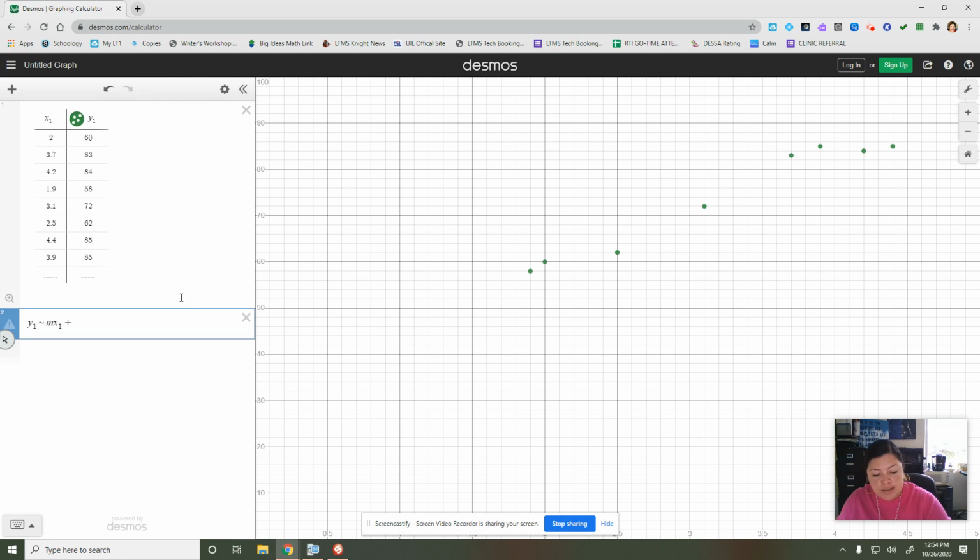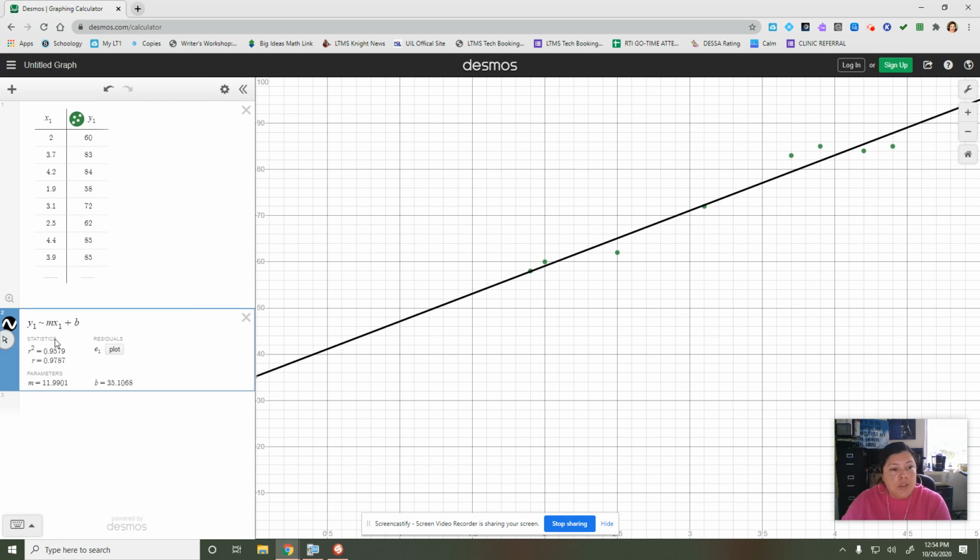And then plus b. And as soon as we do that, as long as we're using x1, y1, it knows to pull the data from the table up here. And as long as we use the tilde, it understands that what we're running is a regression. And right away, you see the same information that we did on the graphing calculator. It tells us that in slope-intercept form, the line of best fit would have a slope of 11.99. That's what we got. And a b value of 35.1, which is your y-intercept. And it already drew it for us here, and you can see how it fits through the points.